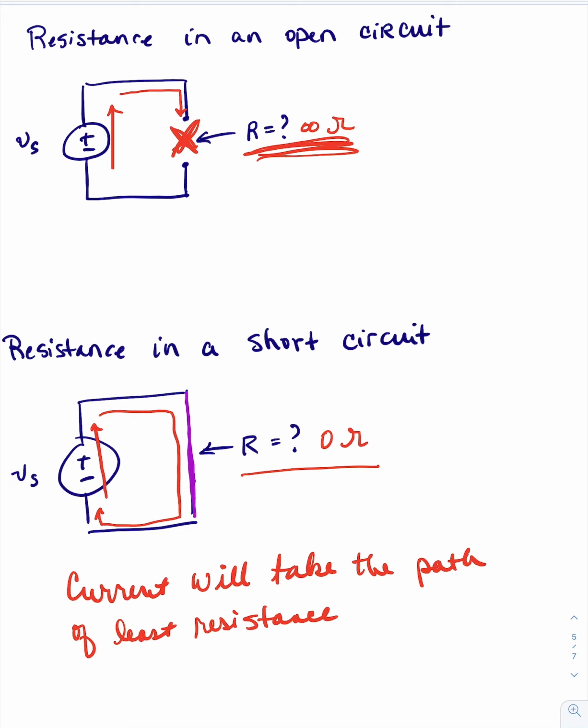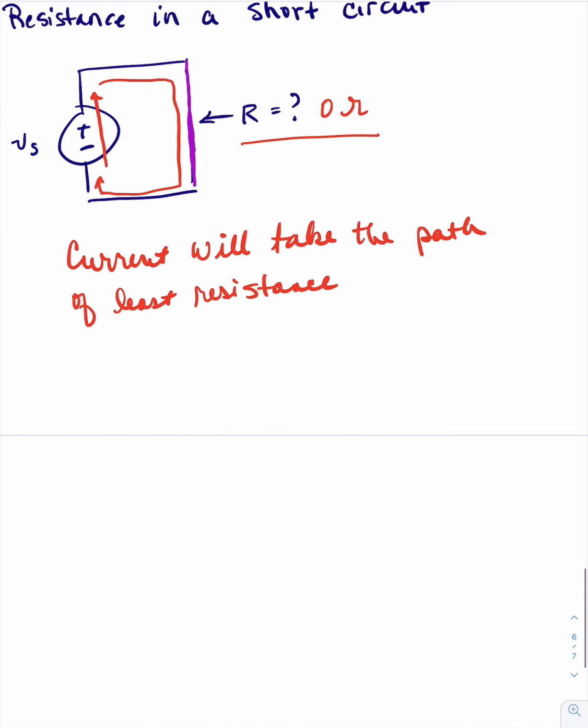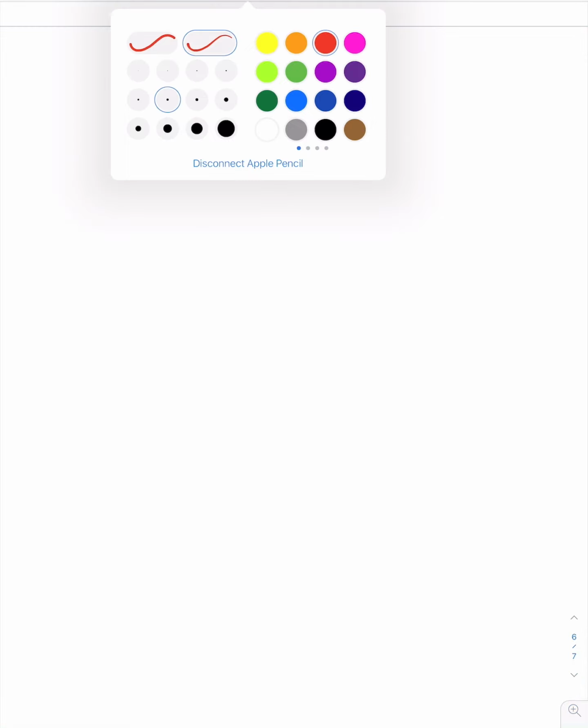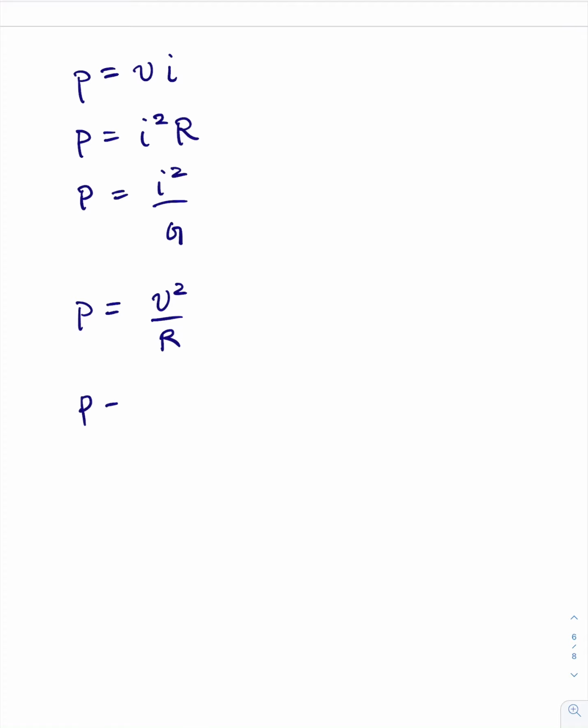Okay, so we discussed the different forms of power. And to review, power can be expressed in terms of voltage and current. It can be expressed in terms of current and resistance. It can be expressed in terms of current and conductance. It can be expressed in terms of voltage and resistance, or it can be expressed in terms of voltage and conductance.